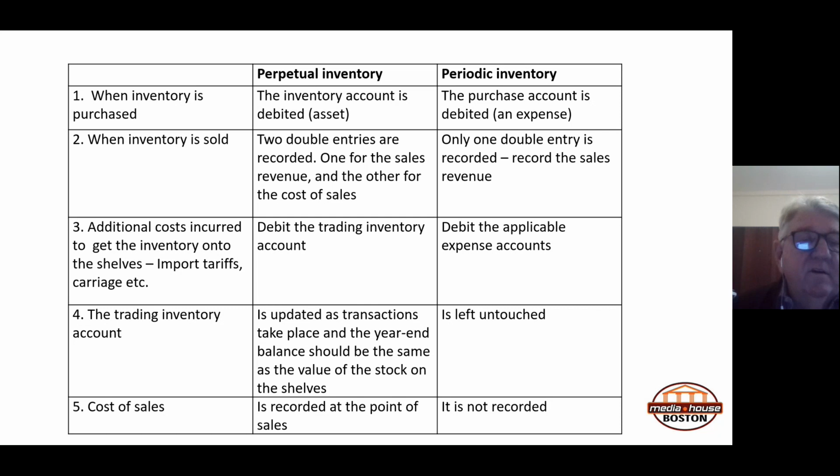The third event, additional cost incurred to get the inventory on the shelves. For example, import tariffs, carriage, which means transport cost. So what we will do under the perpetual system, we're going to debit the trading inventory account. So we book all those costs to inventory. And under the periodic inventory system, we're going to debit the applicable expense accounts.